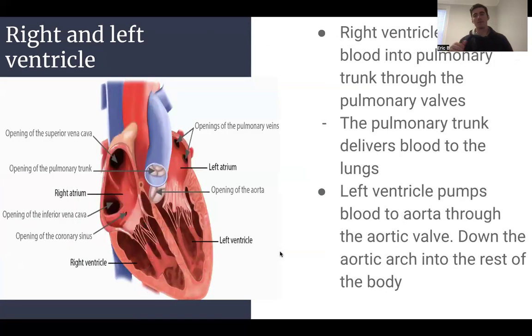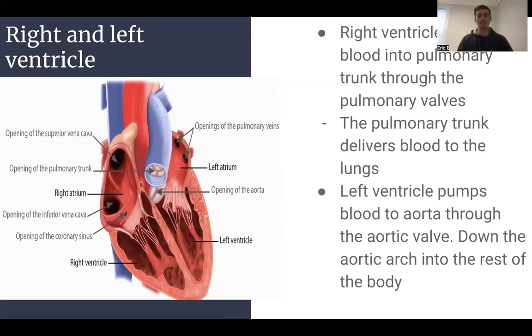Now we have the right and the left ventricle. The right ventricle, after it receives blood from the right atria, when the pressure gets high in the ventricle, is going to pump that blood into the pulmonary trunk through the pulmonary semilunar valve. When that valve opens, it allows the right ventricle to pump the blood up there, and the pulmonary trunk distributes that blood to the lungs, to the pulmonary arteries.